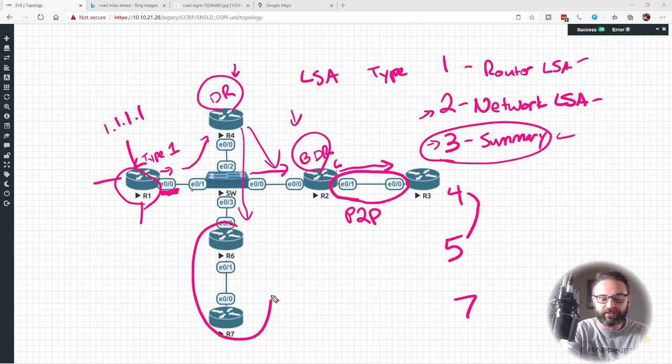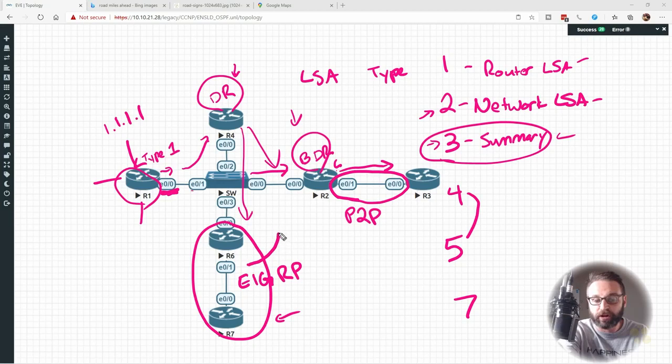And to set up this discussion, I've added one more router here, router 7, into the mix. And right here on this link, they are running EIGRP. I've performed route redistribution to get these EIGRP routes into the OSPF domain. So router 4 now sees EIGRP learned routes from OSPF.